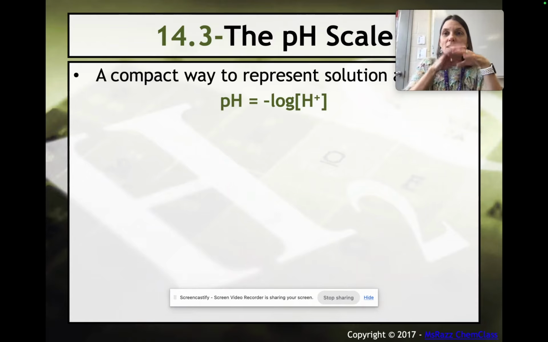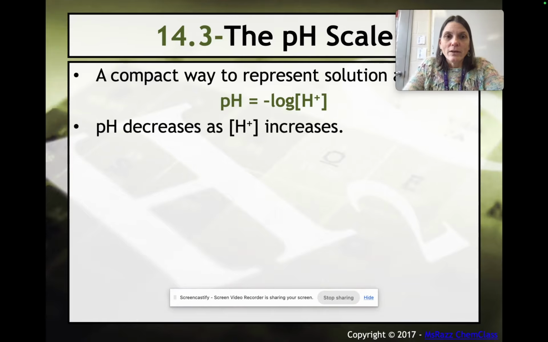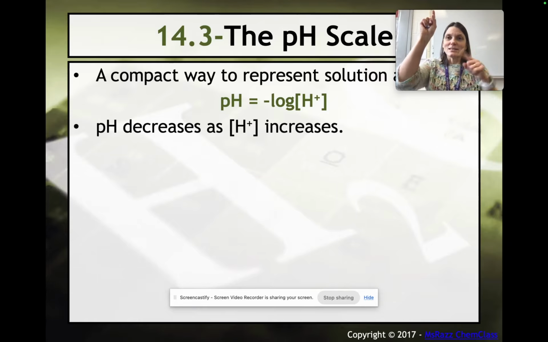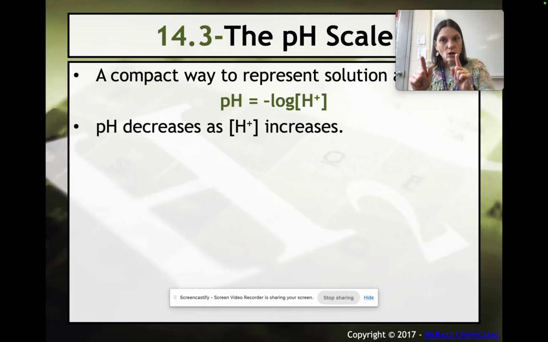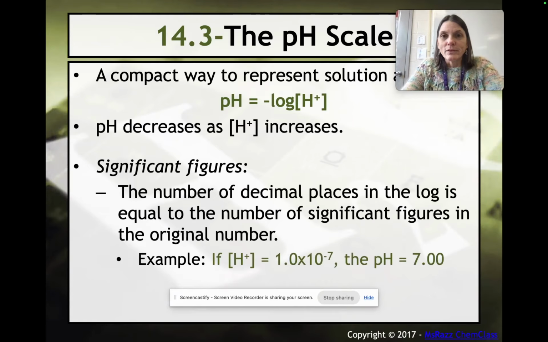Now, whenever you have a little p, it means negative log of that thing. So in this case, pH is the negative log of the H plus concentration. This is base 10 log, not natural log, so make sure you're using the right function on your calculator. As the pH decreases, H plus increases. It goes the opposite way because it's the negative log of the H plus concentration.